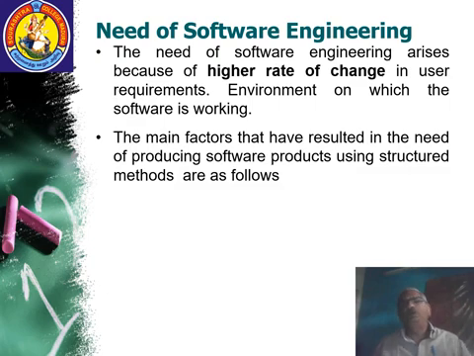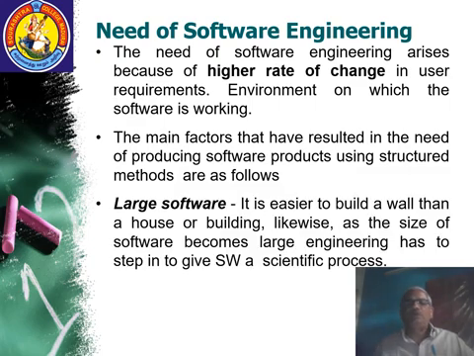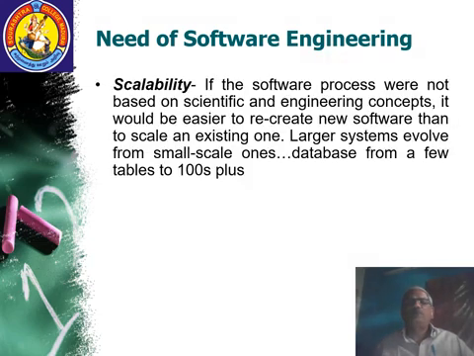The second one: the main factors that have resulted in the need of producing software products using structured methods. Say, if it is a large software, it is easier to build a wall than a house or building. Likewise, as the size of software becomes large, engineering has to step in to give software a scientific process. Further, scalability. If the software process were not based on scientific and engineering concepts, it would be easier to recreate new software than to scale an existing one.